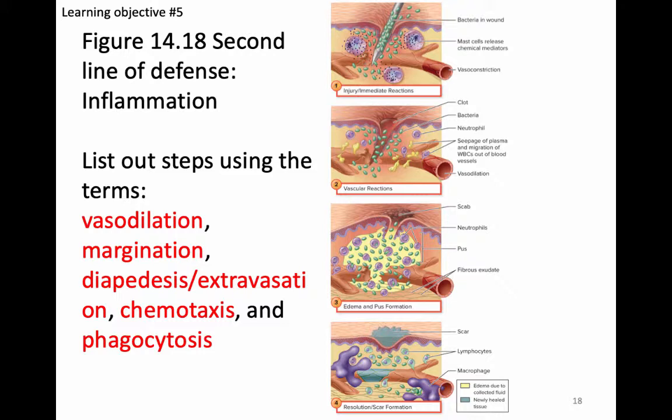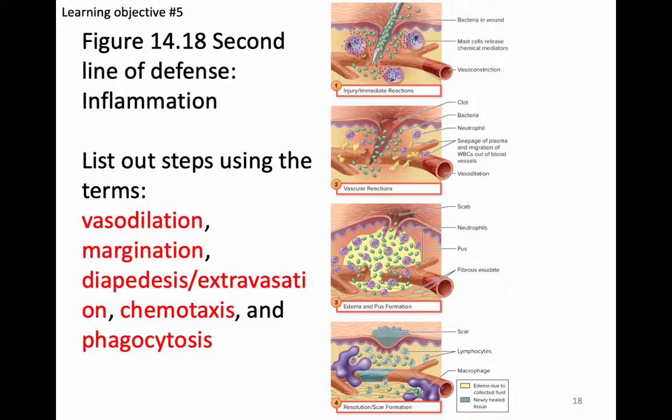We then have a vasodilation, which is when the vessels become dilated and larger, and that's in order to bring blood containing immune responders like phagocytes to the area. In margination, the immune cells brought by the blood are able to stick to the walls of the vessel around the area of the injury.